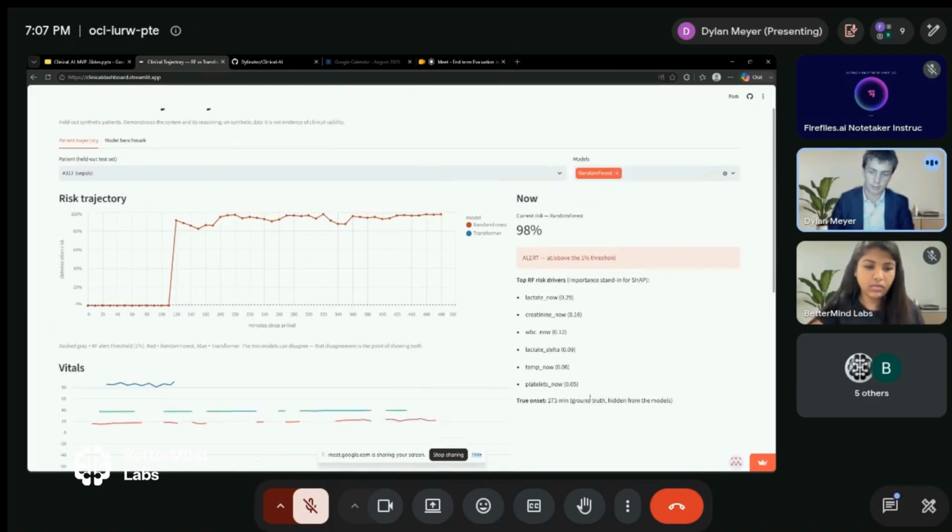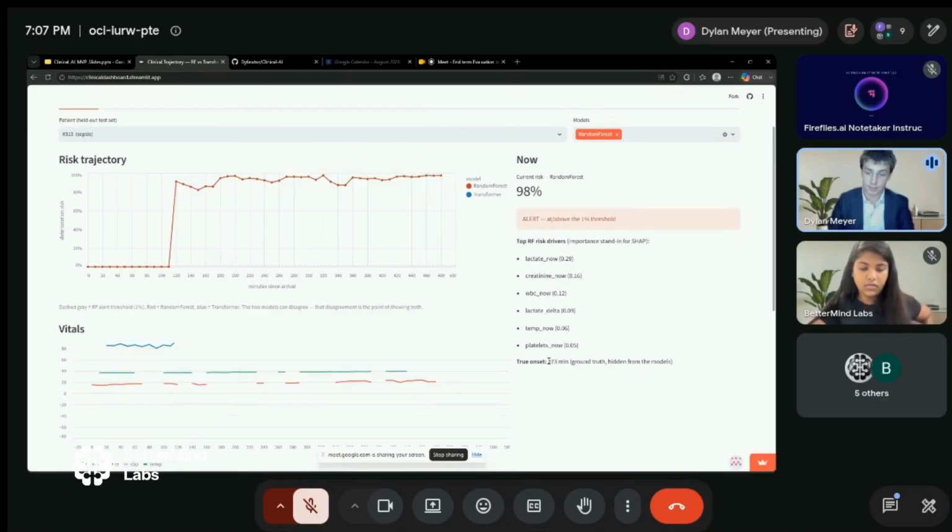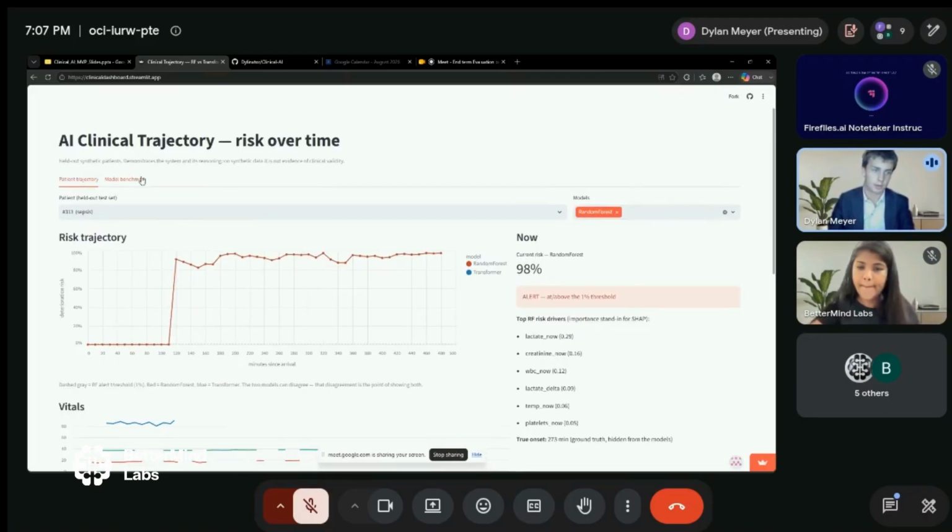Right here, you can see when they actually started dying. It was at 273 minutes, and it predicted it at 110, which is 160 minutes before they actually started dying, which is a huge jump from the clinical standard.